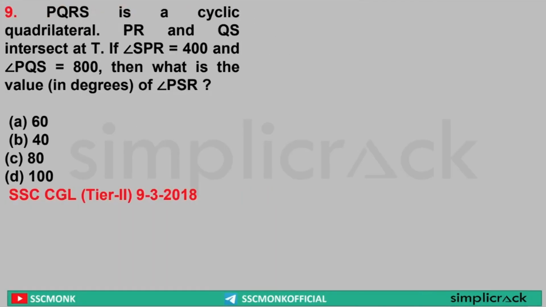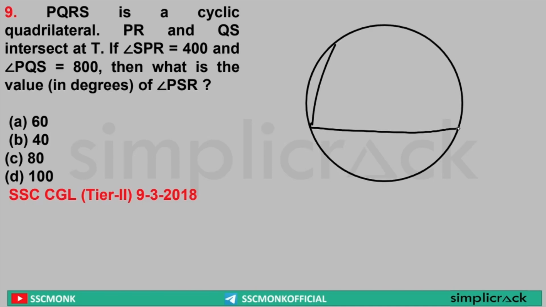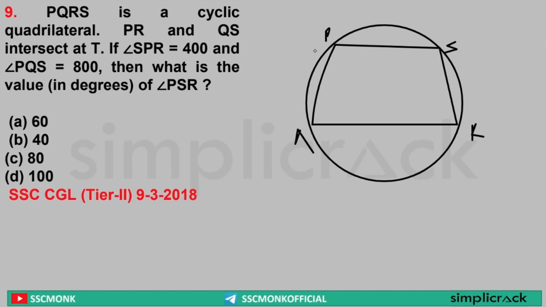Next. PQRS is a cyclic quadrilateral. PR and QS intersect at T. If SPR is equal to 40 degree and PQS is 80 degree, then what is PSR? So let's say this is a circle. So this is P, this is Q, this is R, this is S. Now what it is saying is that PR and QS intersect each other. So this is PR, this is QS. They intersect each other at T.